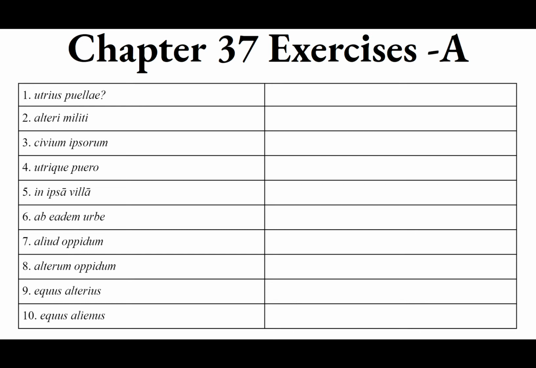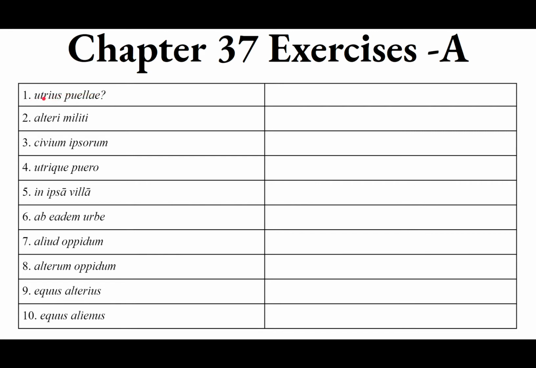Salvete omnes. This is chapter 37, exercise A. We are to translate the following words or phrases from Latin into English. Number 1. Utrius puellae. Utrius puellae. So this is uter, utra, utrum, which means which of two.